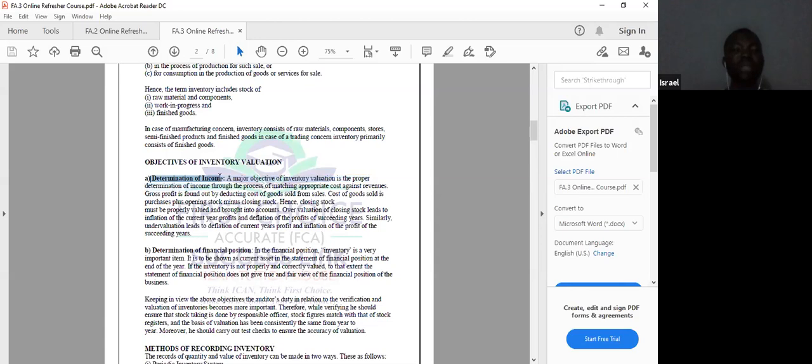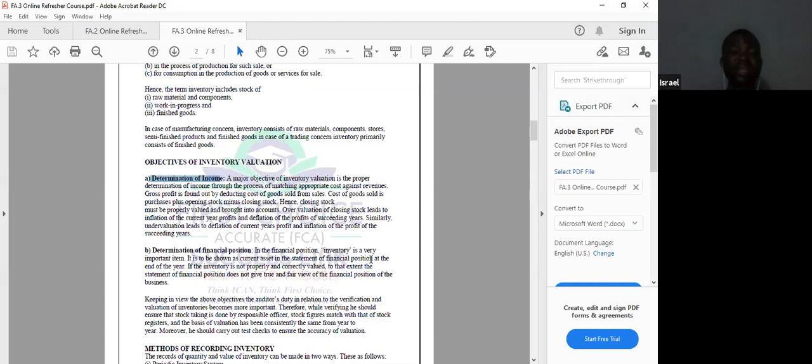A major objective of inventory valuation is the proper determination of income through the process of matching appropriate costs against revenue. When you talk about the matching concept, the appropriate costs incurred to achieve the revenue should be matched against each other in order for us to achieve our gross profit. If you have reviewed some textbook or material, you see that sales minus cost of sales will give us gross profit.